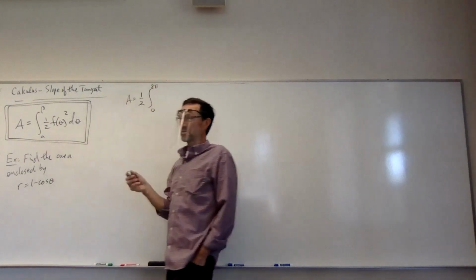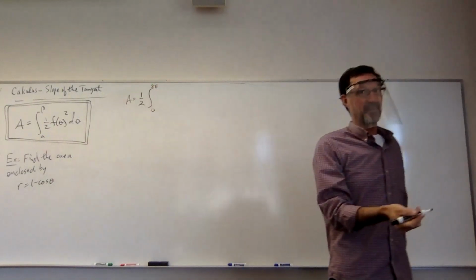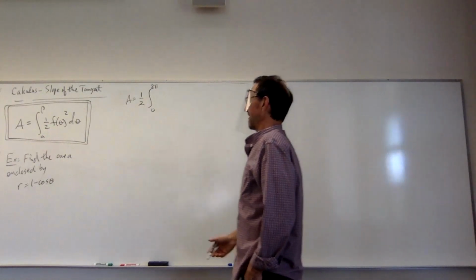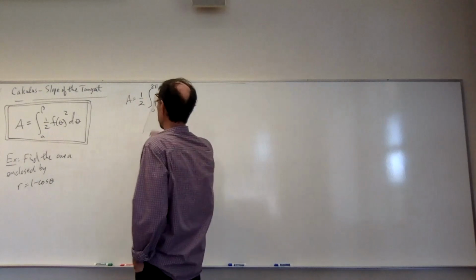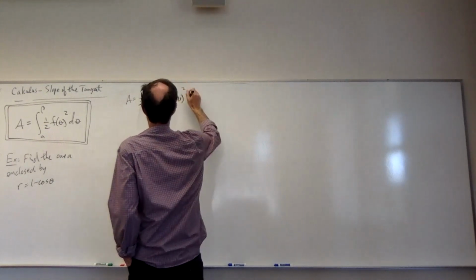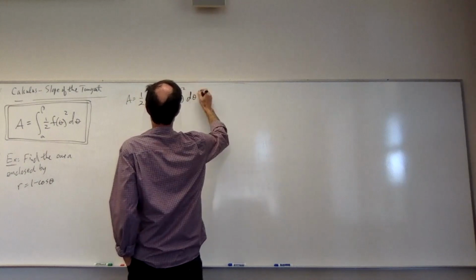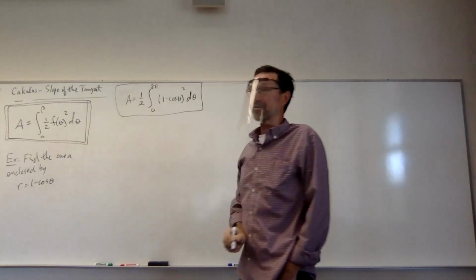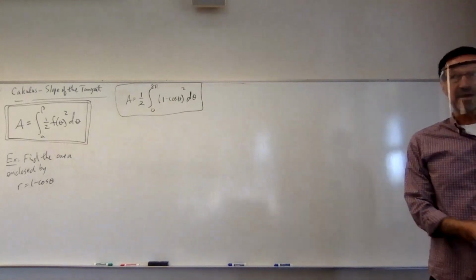I was going to use symmetry. I could go from 0 to pi and double it, but that probably doesn't really save me any effort. The function is 1 minus cosine theta squared. The formula says square it, d theta. There we go. That's the integral that gets me the area of that cardioid.